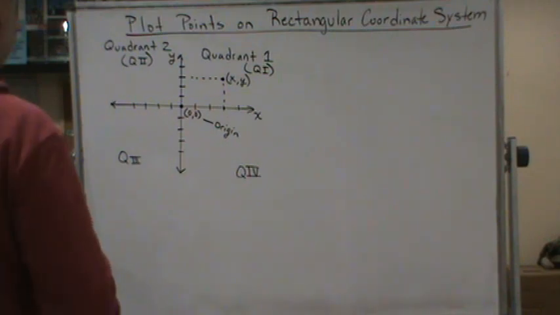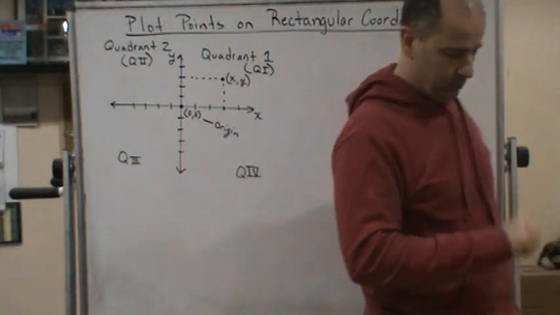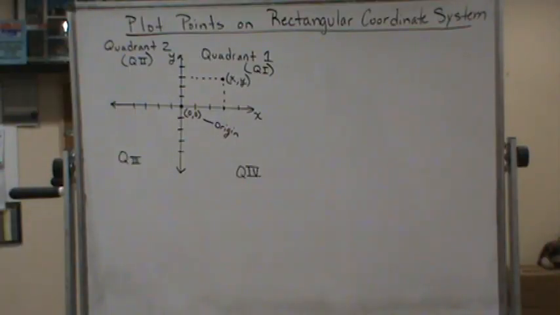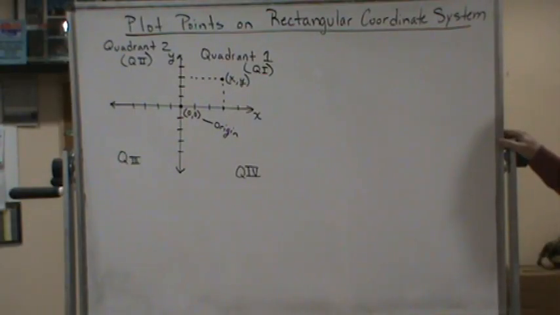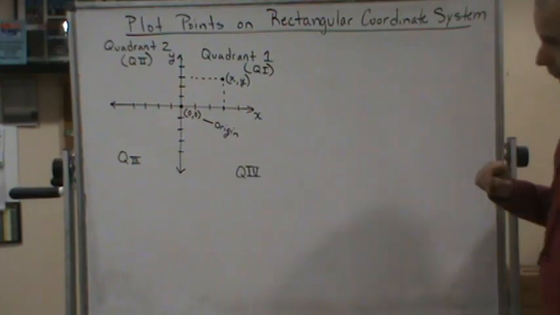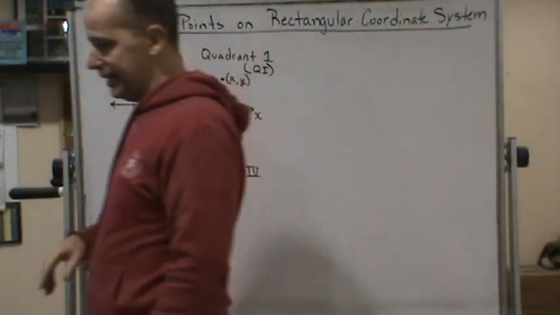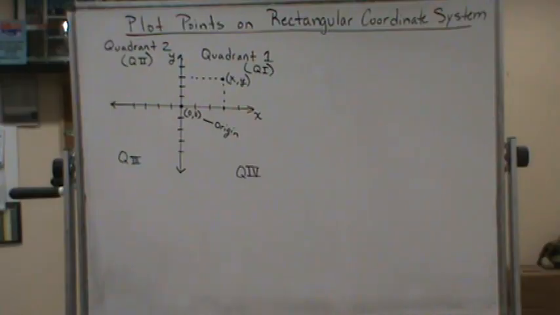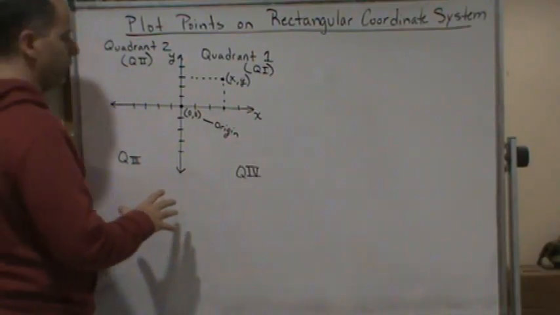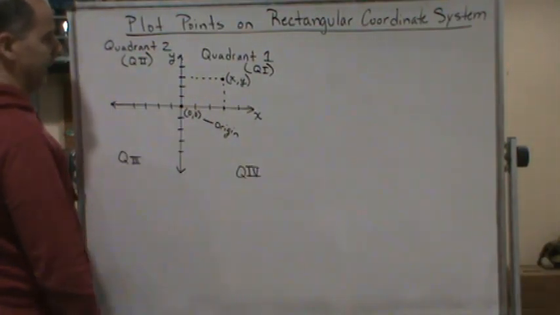All right, welcome back. In this section, we're going to start talking about plotting points on a rectangular coordinate system. So let's introduce the terminology and definitions. This is what we call the rectangular coordinate plane.